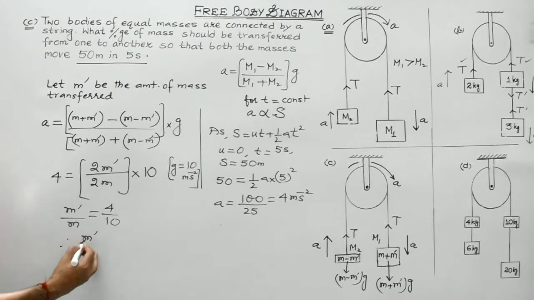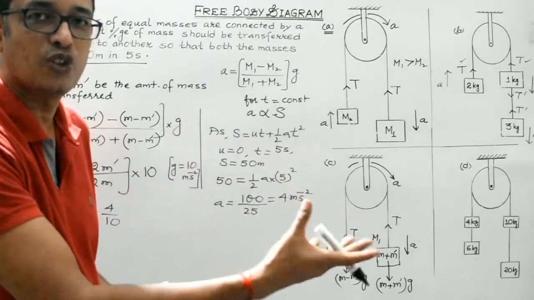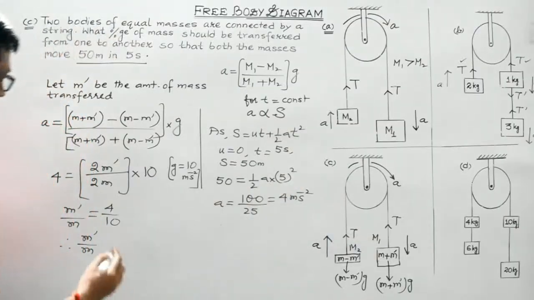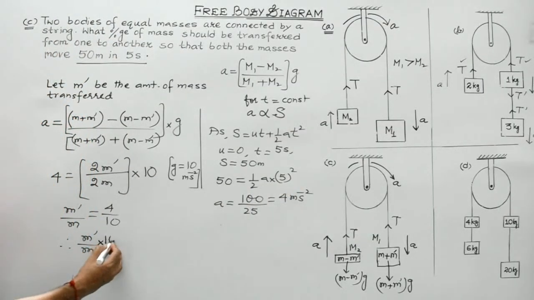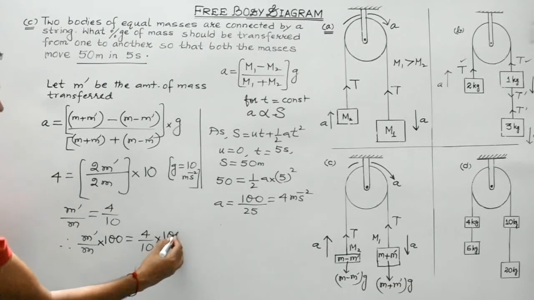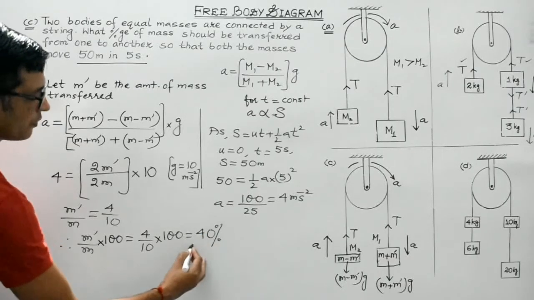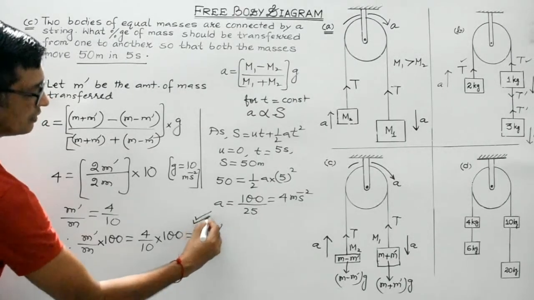Therefore students, M dash by M is the fraction of mass that is transferred from one body to another body. In order to convert it into percentage, we'll multiply it by 100. So it will be 4 by 10 multiplied by 100, which is equal to 40%. So this is the answer.